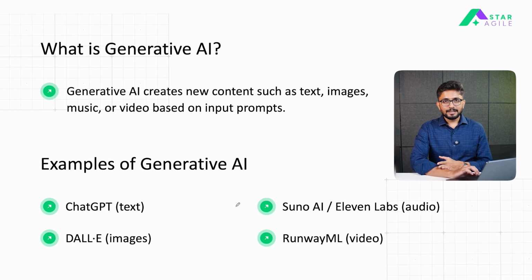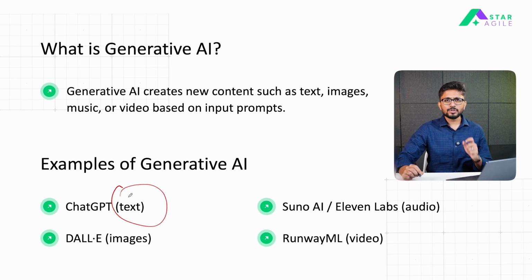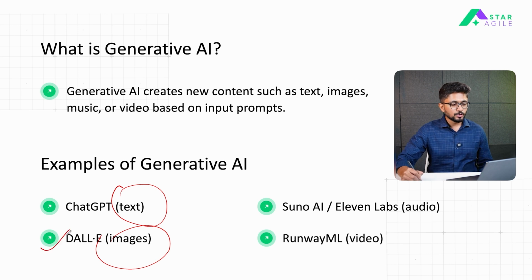So other than ChatGPT, there are other tools out there. ChatGPT is mostly used for generating text, but you have other tools like DALL-E, which is used for generating images. DALL-E has also been developed by OpenAI itself, right? Initially it used to have its own website, but now it has been integrated within ChatGPT itself. So you do not have to go to another tool to use DALL-E for creating images. You can directly use ChatGPT's interface only to generate image content as well.